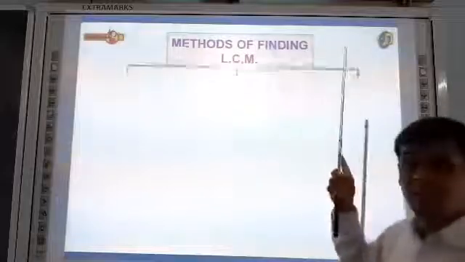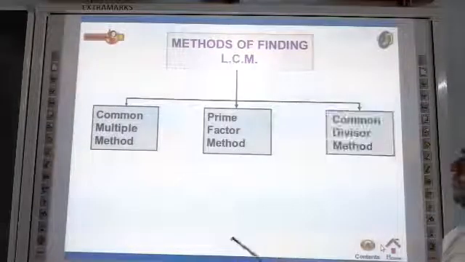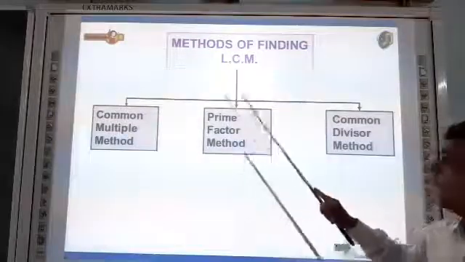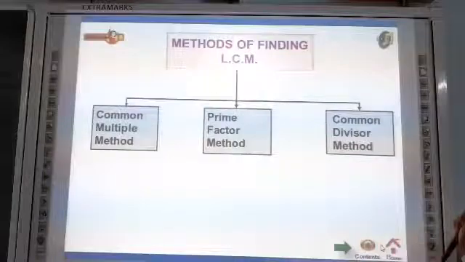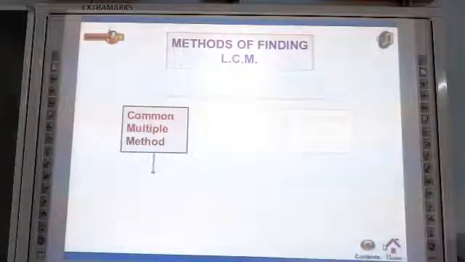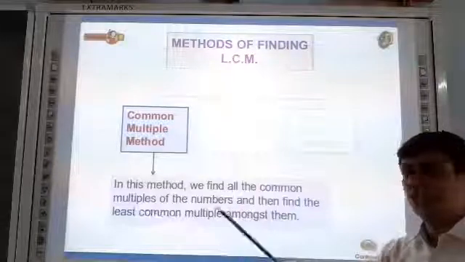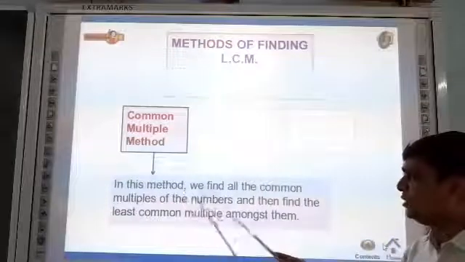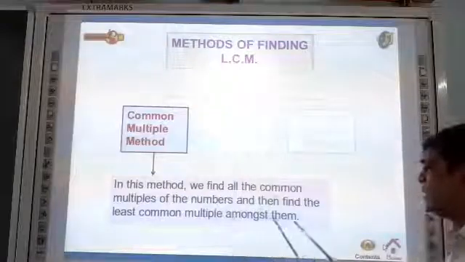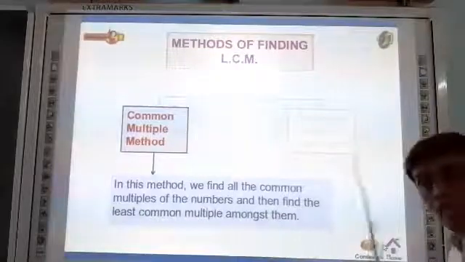Methods of finding LCM. Divided into 3 parts: common multiple method, prime factor method and common divisor method. Okay. Common multiple method, look at this. In this method we find all the common multiples of the numbers and then find the least common multiple amongst them.